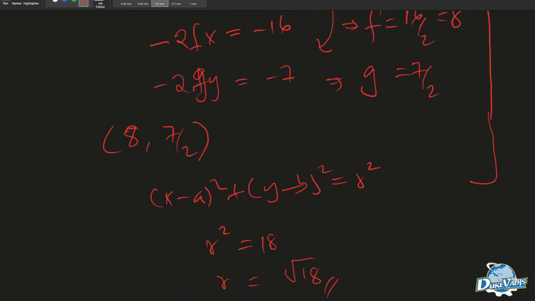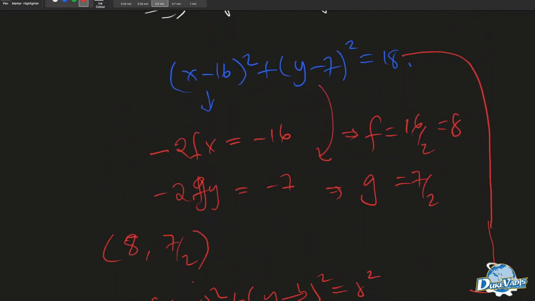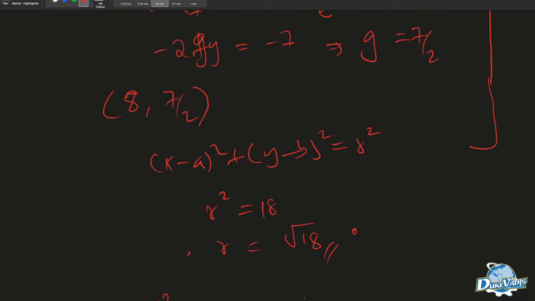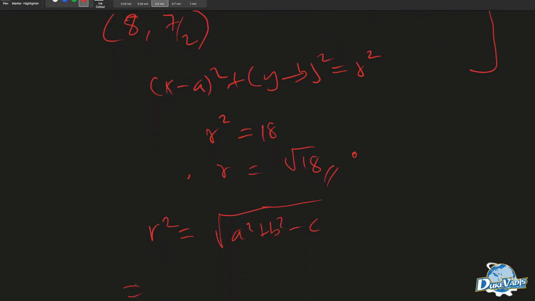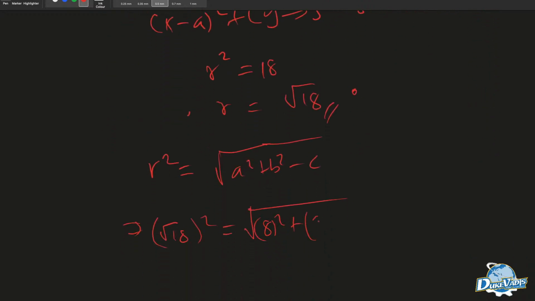With this as well, you can also find c, because now you know that r squared is equal to a squared plus b squared minus c. So how do you find the c? Here it will be the square root of 18 squared is equal to 8 squared plus 7 over 2 squared minus c. You make c the subject, and that will be your solution.